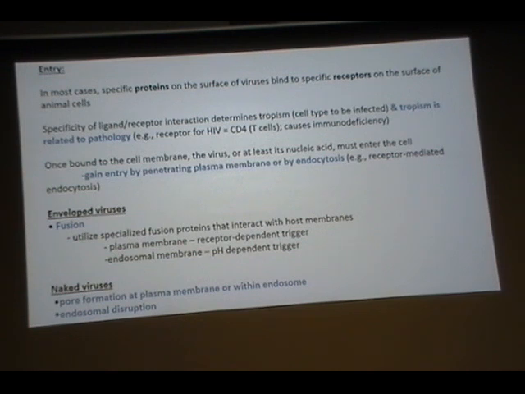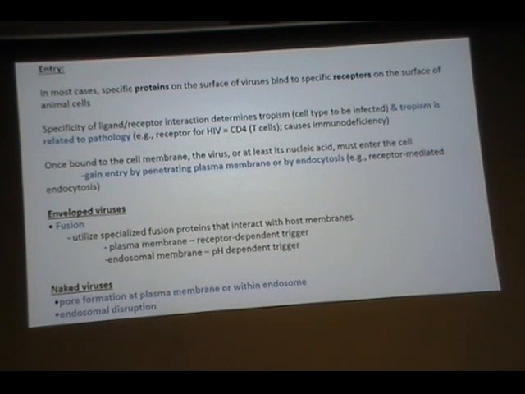Now, once the virus is bound to the cell membrane, it has to enter the cell, and it can either do this, as I mentioned already, by getting through the plasma membrane or getting through the endosomal membrane if it's endocytosed.